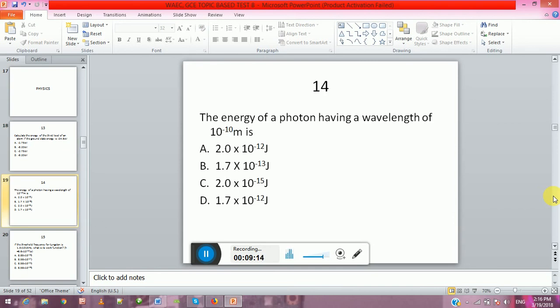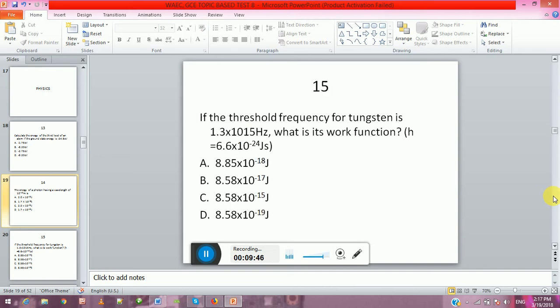The energy of a photon having a wavelength of 10 to the power minus 10 meter is A. 2.0 times 10 to the power minus 12 joule, B. 1.7 times 10 to the power minus 13 joule, C. 2.0 times 10 to the power minus 15 joule, D. 1.7 times 10 to the power minus 12 joule.